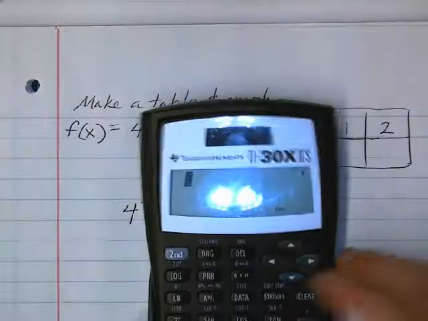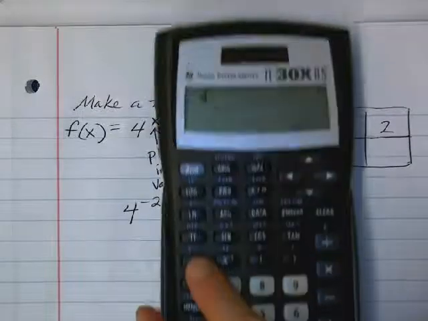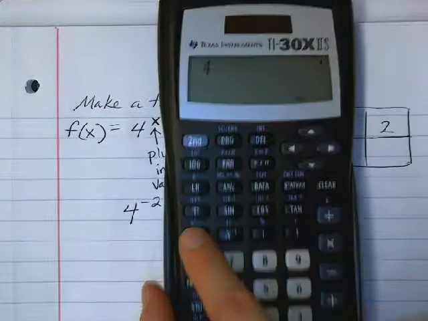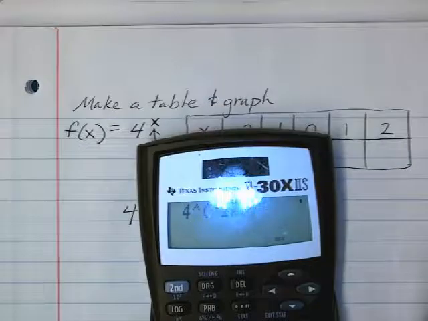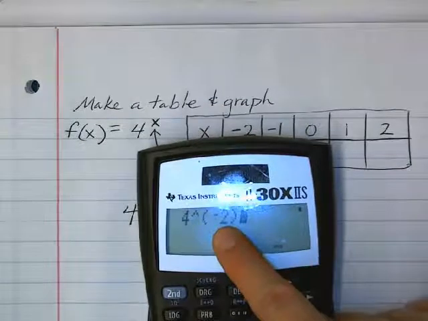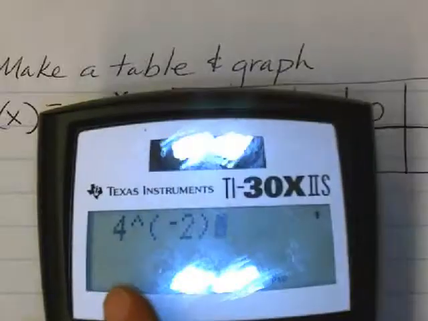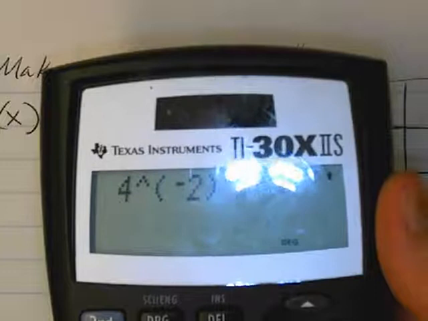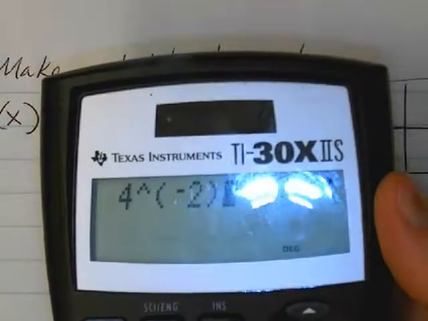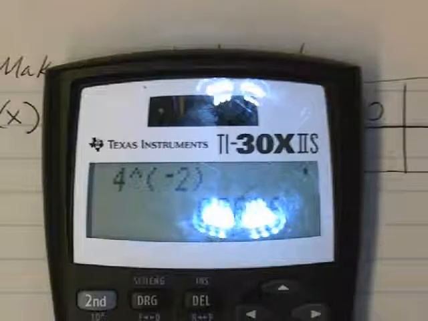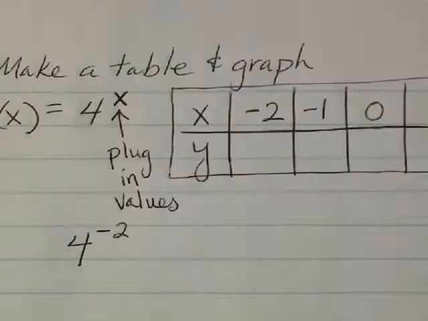Should be pretty simple. The power key is over on the side, like an up arrow, 4 to the negative second power. You might need to use parentheses when you plug these in your calculator. Here, I'll zoom that in so you can kind of see it. See, like 4 to the negative second, type it like that. And then enter. So I got 0.0625 for this one.